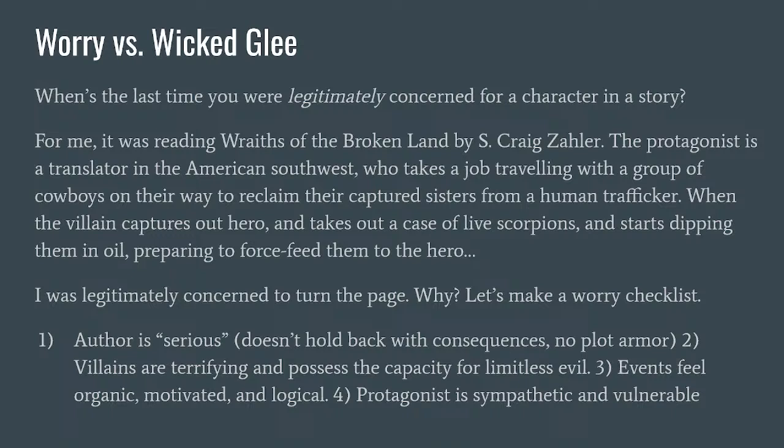Okay, so we get permission from the author to enjoy these scenes. Because how can you enjoy a scene of somebody being stalked and murdered? It's horrible, right? In real life, it would be. But in a movie, it's not. But why not?